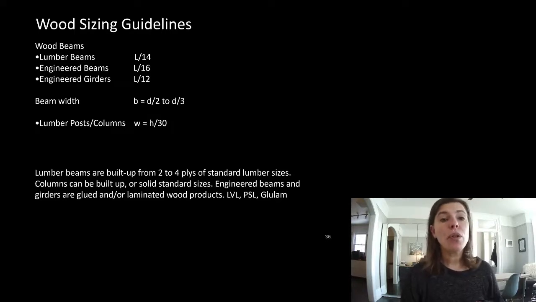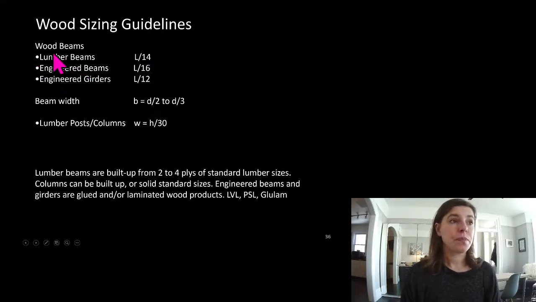But we're learning to design things. Right now, we're touching on some of those sizing guidelines. So it's really the only part where we'd be looking at what might be used in Part 9. So lumber beams would be our typical application. If we're coming out of that range, we'd probably be switching to engineered girders. We can use engineered beams as well.